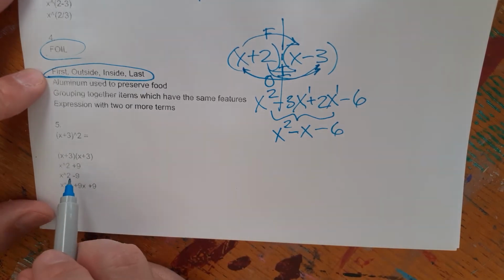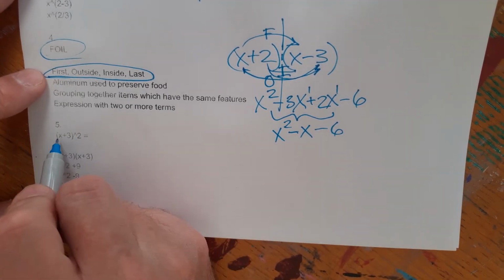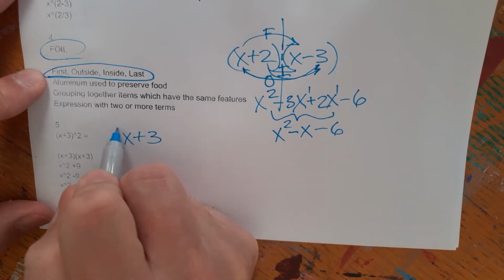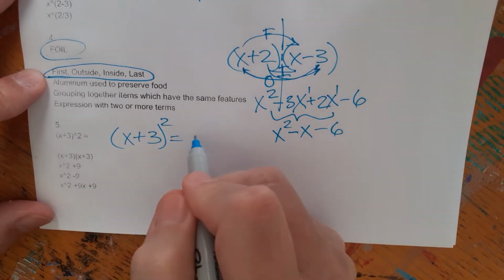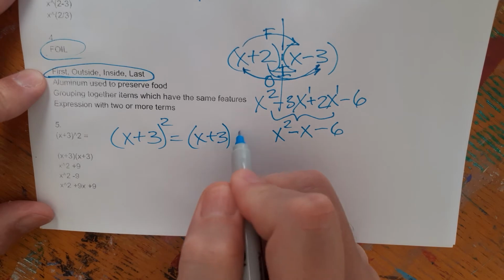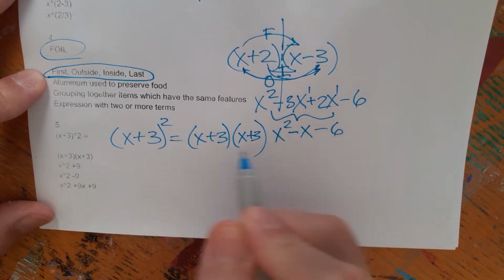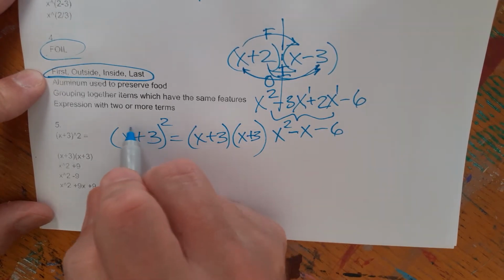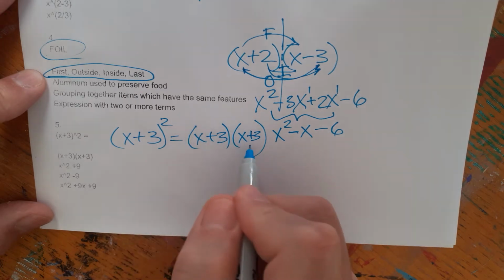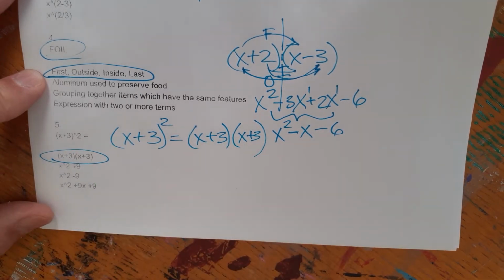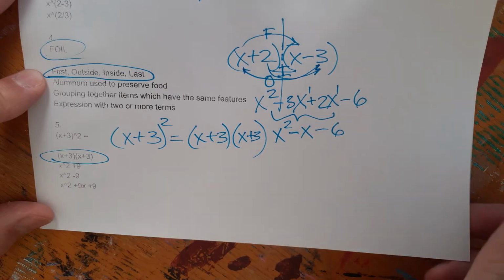They give us a problem here. They're starting to warm us up on this whole idea. This is x plus 3, and this is squared. Well, this equals an x plus 3 times an x plus 3. Anything squared or to the power 2 means 2 of these items multiplied. There they are, 1 and 2. So they want us to circle this one right here, and they're prepping us to do the FOIL method.